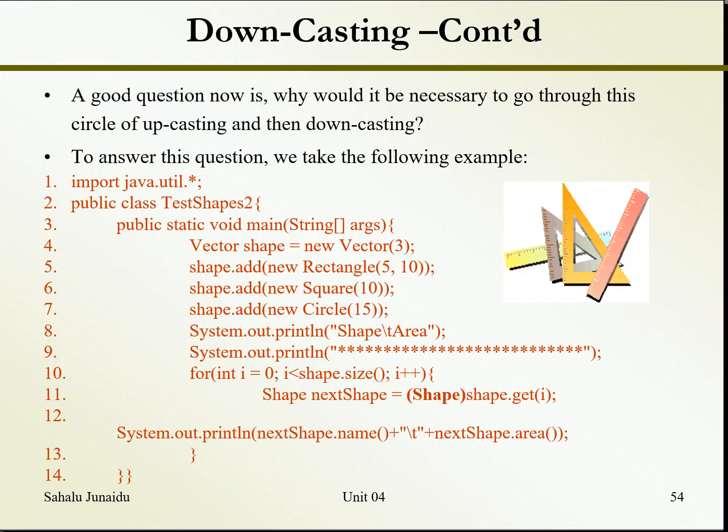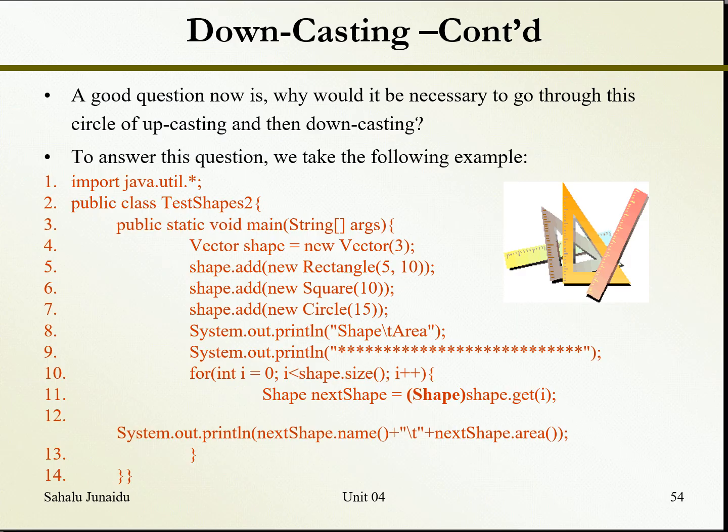Now, there is one method called add, and this add is in the vector class. It's a method. And remember, this vector is a class that is not a user-defined class. It's in the java.util package. So shape.add, we are now calling the add method, and the add method is in the vector class. And we are saying that we are creating a vector of shapes.